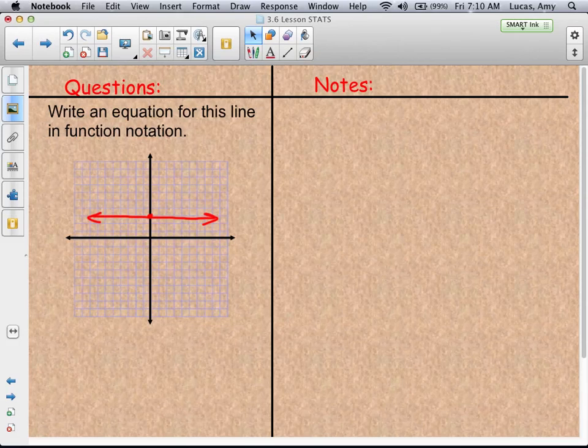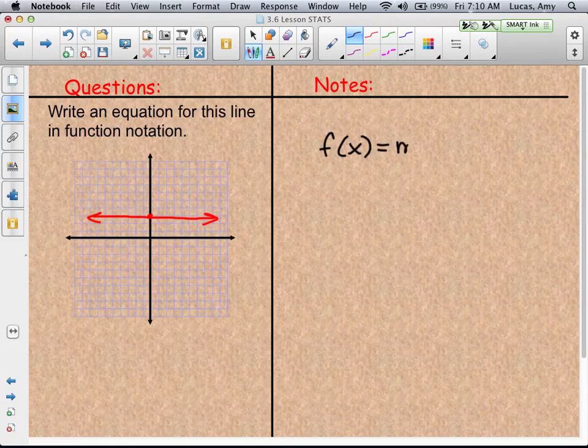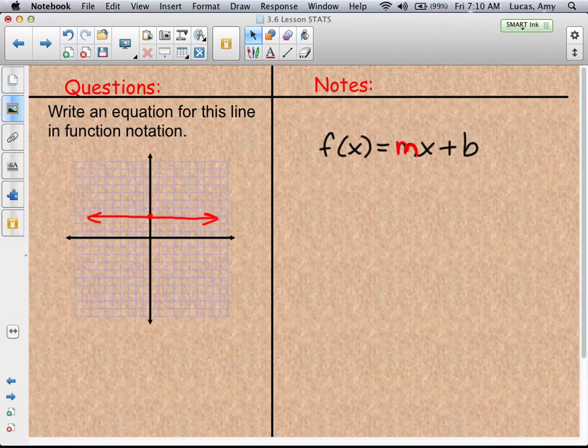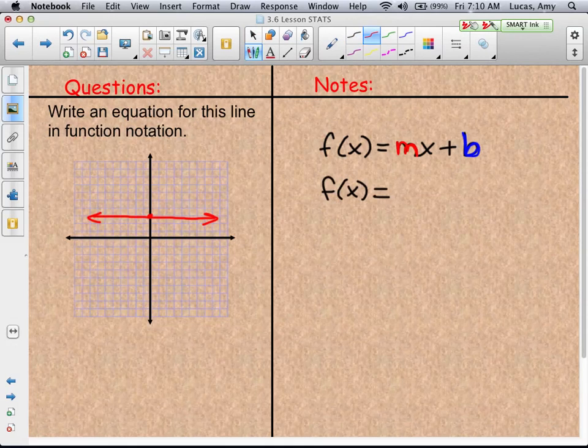When you have a horizontal line, I hope you remember that we said the slope of all horizontal lines is 0. So if I plug in a slope that's 0, what is this equation going to look like? So f of x equals, my slope is 0 because it's horizontal. It has no slope. Now what is my intercept? Where does my line cross with the y-axis? At 3. So right here, it's up 3 on the y-axis, so 0x plus 3.